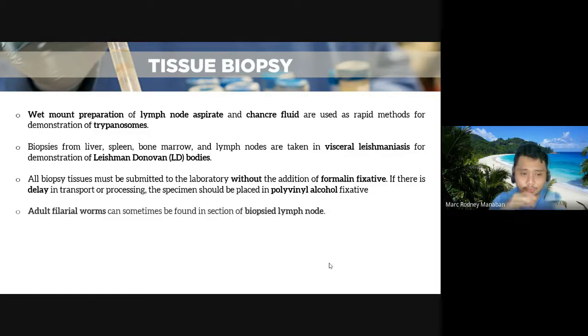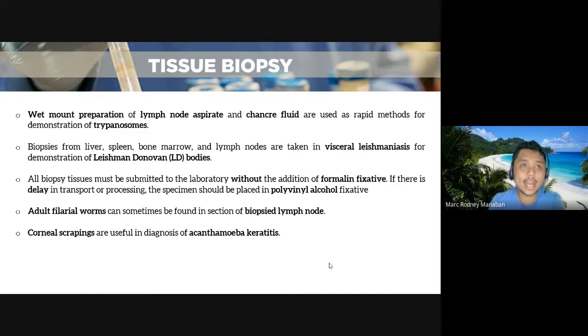Now, filarial worms reside in your lymphatic system, so they can be seen in lymph nodes. And corneal scrapings, of course, if you want to detect Acanthamoeba keratitis. Acanthamoeba is one of the free-living amoebae, along with Naegleria. That's our next topic next week. It can cause keratitis, inflammation of the cornea.